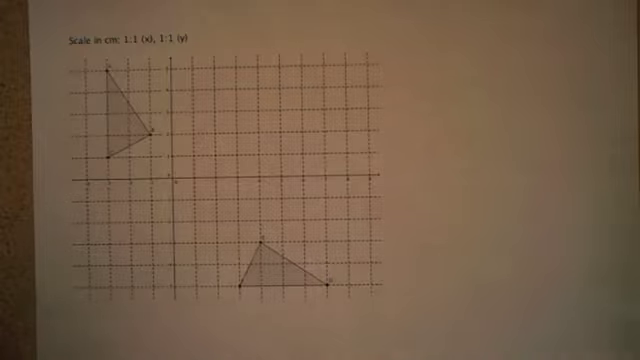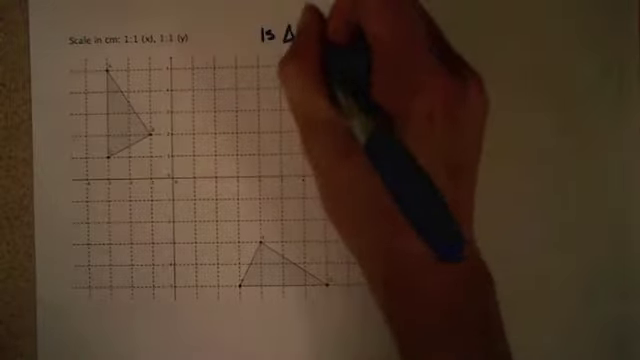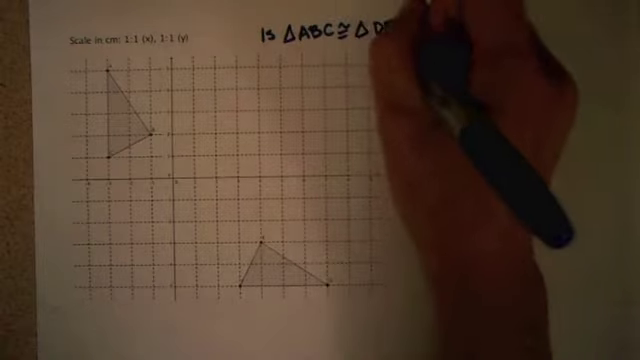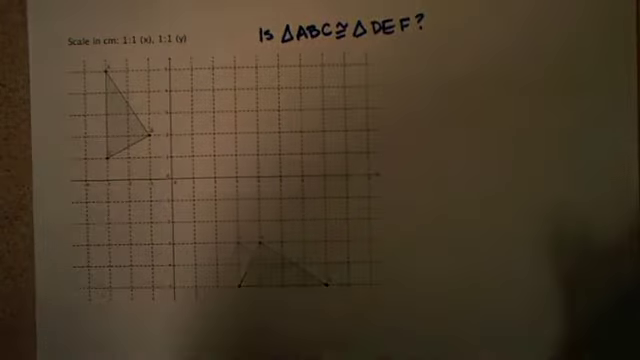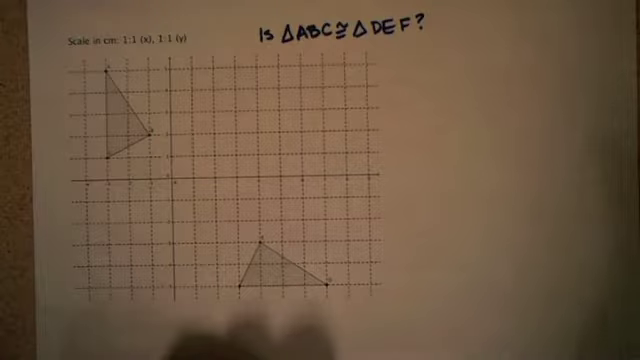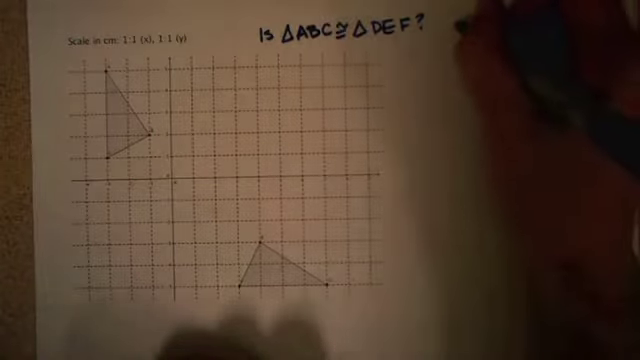Proving that two figures are congruent. We have two triangles here, triangle ABC and triangle DEF, and I want to know, is triangle ABC congruent to triangle DEF? If I'm approaching this like a proof, I should have an idea of how I would go about proving it. So some things we know about congruent figures.